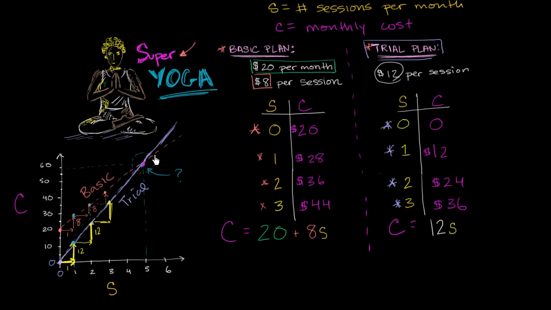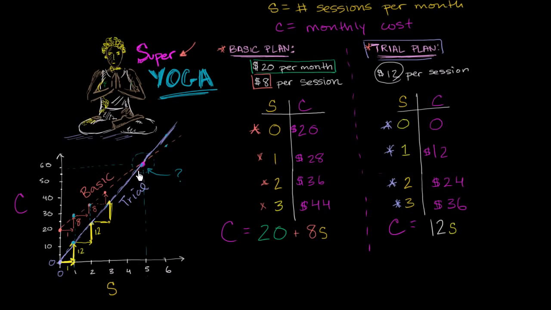And then once we go beyond that point, all of a sudden the basic plan becomes cheaper than the trial plan. It looks like if we were to take 6 sessions, the basic plan actually gives us a lower price than the trial plan. But how do we actually figure out what this point is? What number of sessions and what dollar value? I just eyeballed it right now, and that's what's useful about these visual graphs. But what if we wanted to get the exact value? Maybe the exact value is 5.1 or $60.25. How do we get the exact value?